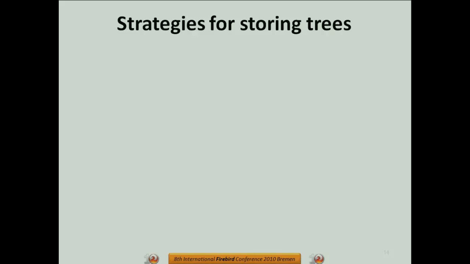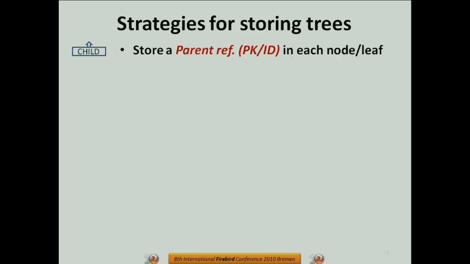Okay, so what can we do to store trees? The really classic approach is to have a child node, and inside that child node have a field that points to its parent node, which you usually do by storing the primary key or the ID of the parent node in the child. So this is what you classically do with all the n-type trees, unless you have a very small n, then you can use another approach.